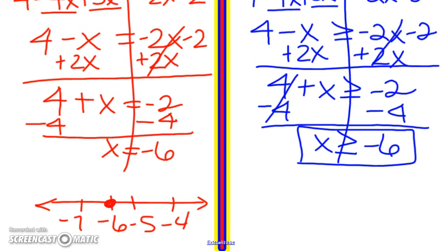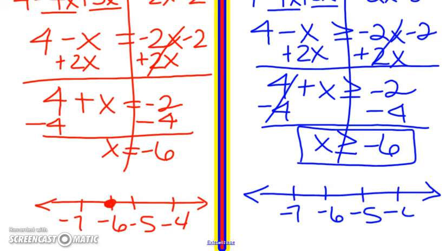Now let's talk about the inequality. Our number line would look the same, negative 7, negative 6, negative 5, and negative 4. It's going to be a closed circle because of this sign right there. If it did not have that equal to sign, it would be an open circle. And we know that x has to be greater than or equal to negative 6, so we are going to shade our number line to the right because those are the numbers that are greater than negative 6.